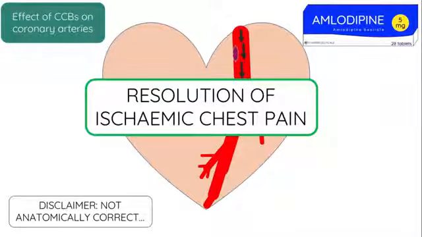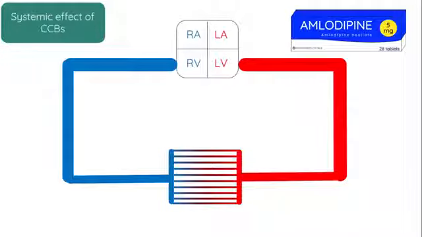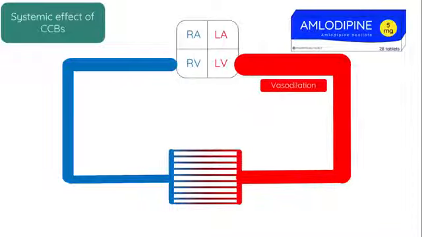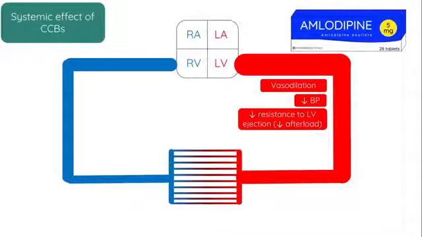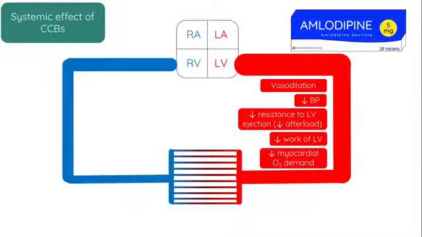So that's one way in which calcium channel blockers can be used for prophylaxis for angina, by dilating coronary arteries, but they can also dilate systemic arteries. Systemic arterial vasodilatation and reduction in systemic vascular resistance reduces afterload and therefore the work required of the left ventricle. This reduces the myocardial oxygen demand of the heart, meaning the myocardium is less likely to become ischemic.